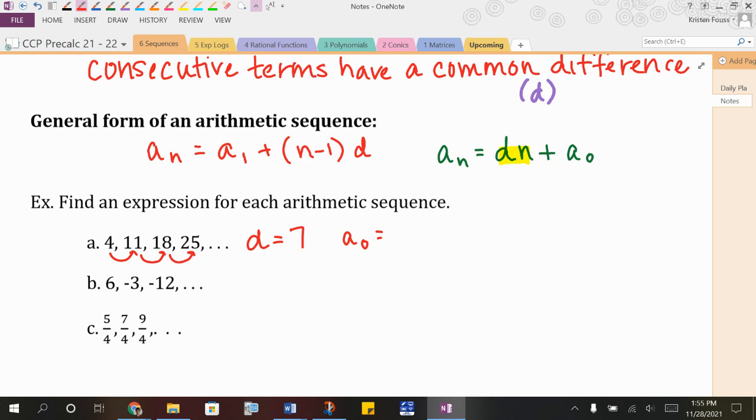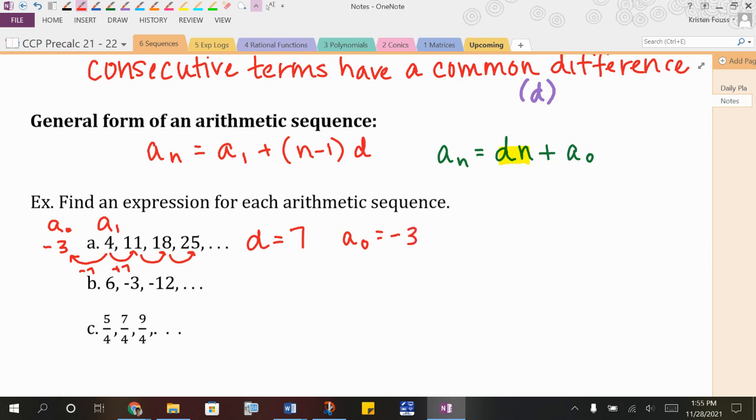What that does is it helps me also find my A0, because A1 is 4. That's my first term. So my A0, I'm going to have to go backwards. If this sequence has been built by adding 7, to go backwards to term 0, I'm going to subtract 7. Looks like that would have been negative 3. So A0 is negative 3.